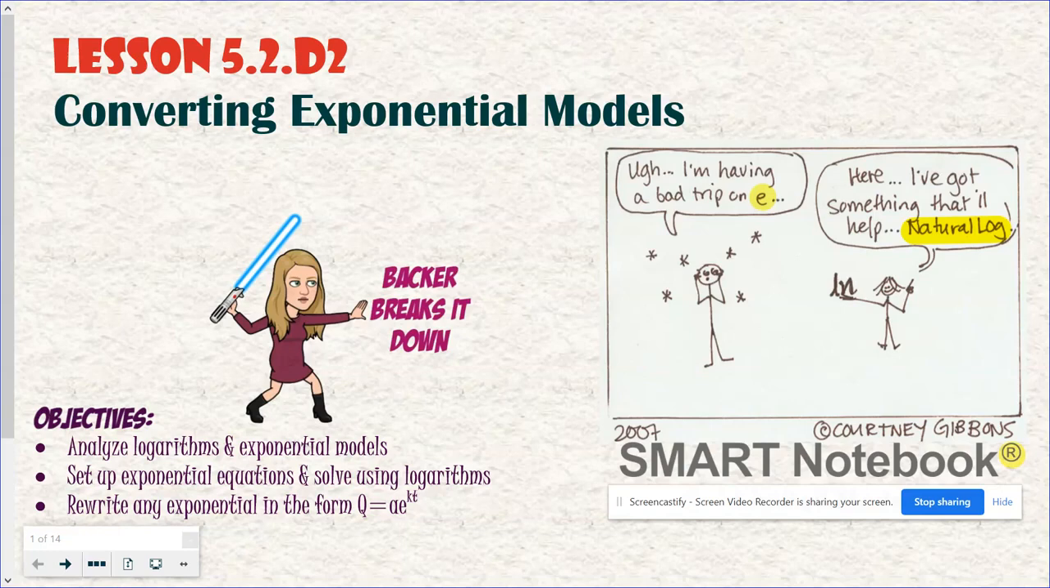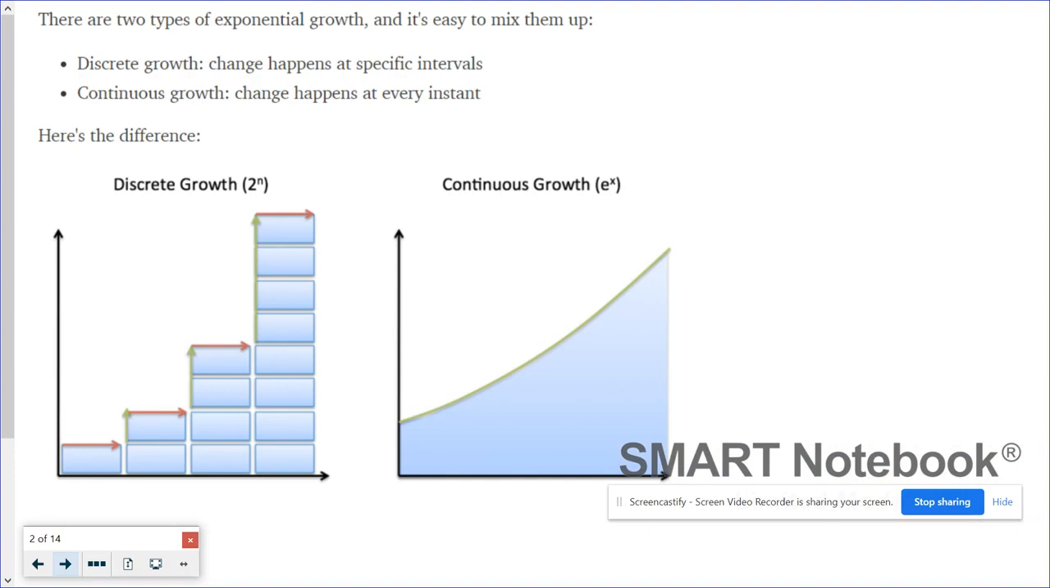In this episode, we are going to convert exponential models. And you're probably wondering what that means. Okay, so we work with two types of exponential models. I call them non-continuous and continuous. The non-continuous, that's your discrete growth, where change is happening at specific intervals. In many of the problems that we do, it's happening every year. Whereas continuous growth would be happening at any given moment.